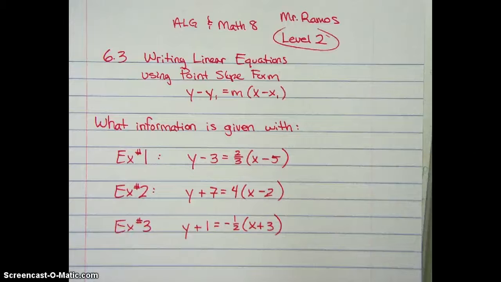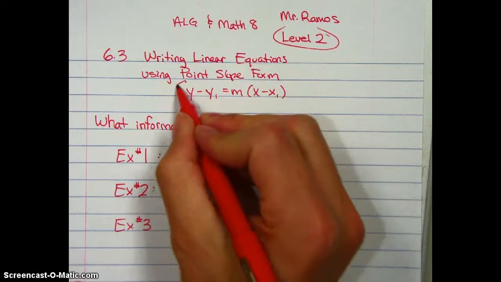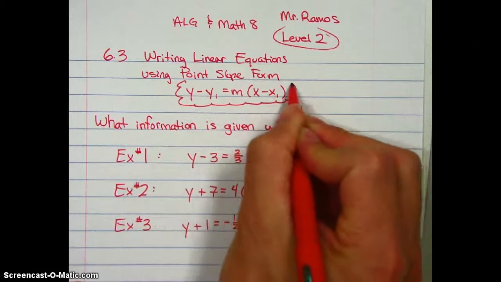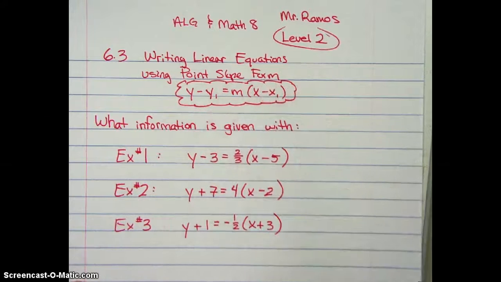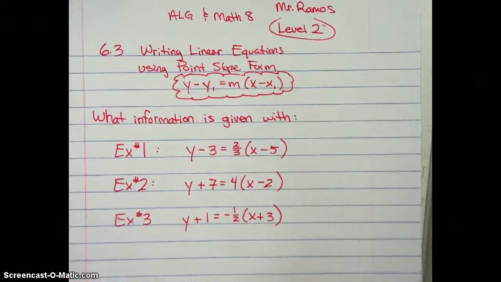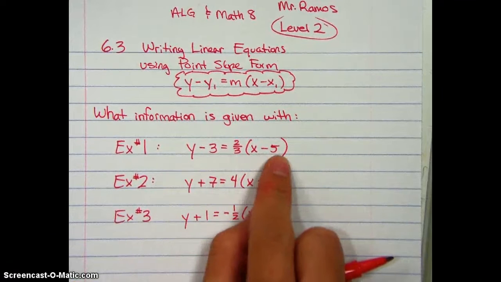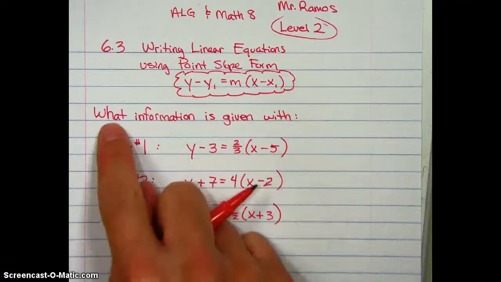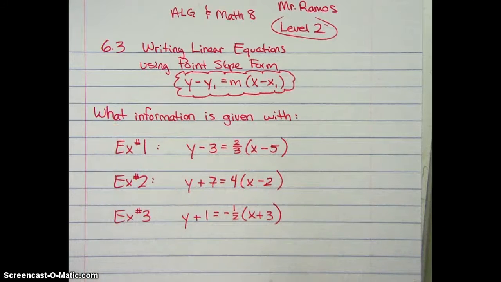Alright, this is 6.3, writing linear equations using point-slope form. Remember, this is our point-slope form. And this is level 2. So, what I want you to be able to figure out is, if I give you point-slope form, you should be able to derive or pull out information from there.